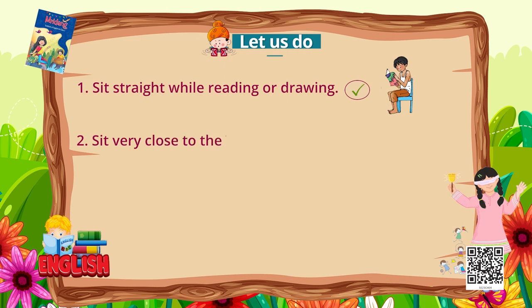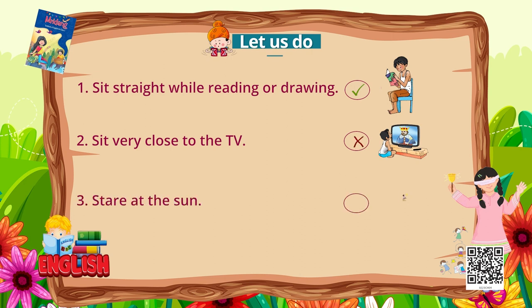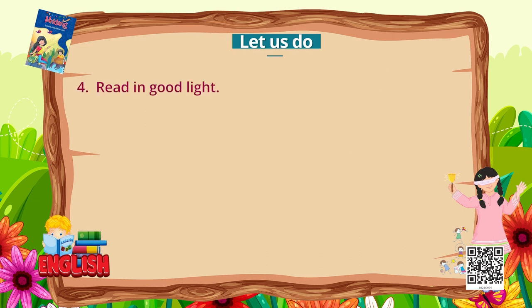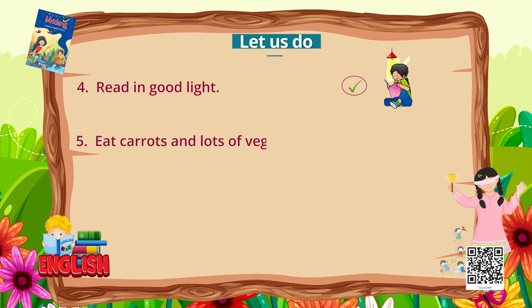Sit very close to the TV. When I was a child, my mother would always tell me not to sit very close to the TV. Pick your answer. Yes, there you go. Stare at the sun. What is your answer? Read in good light. There you go. Eat carrots and lots of vegetables.